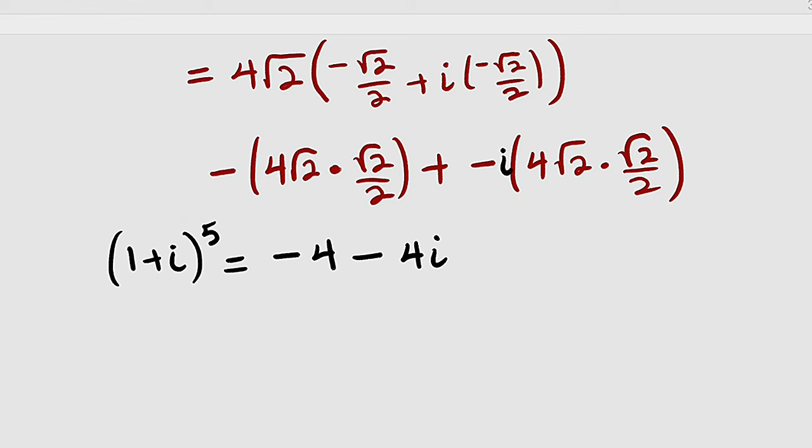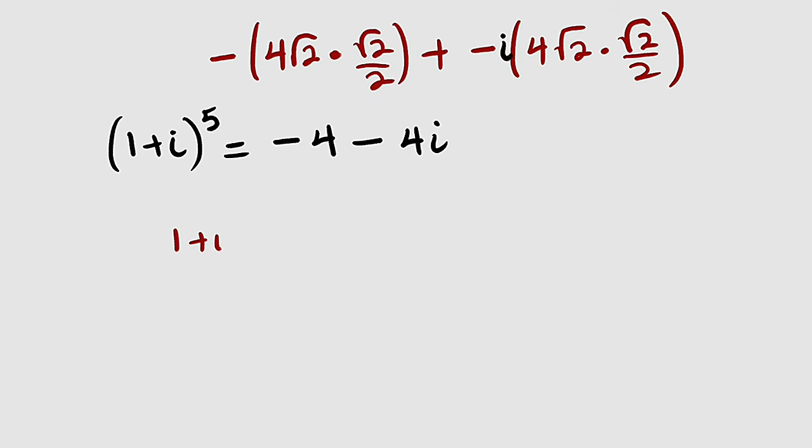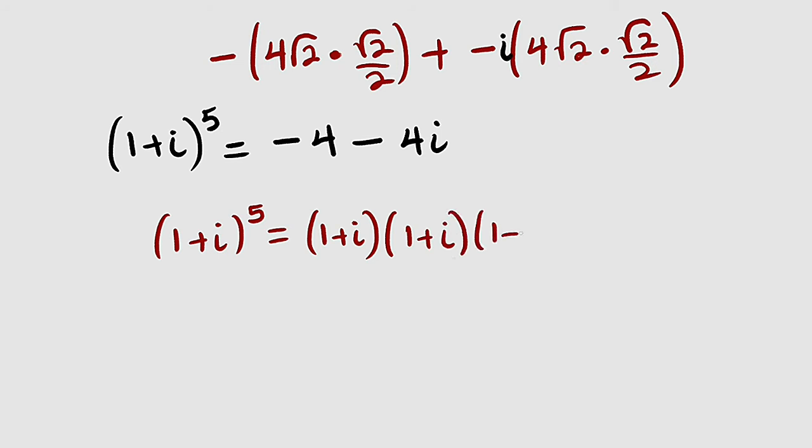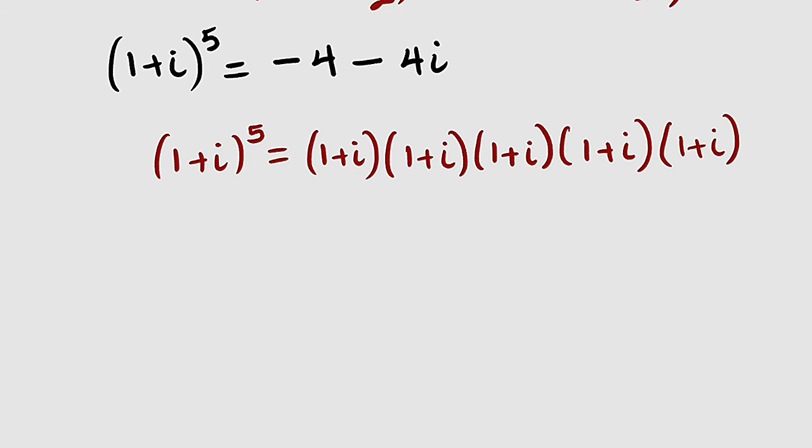But now I want us to use our normal expansion to expand this to see whether we're going to get negative 4 minus 4i. So (1 plus i) raised to the power of 5 is the same thing as 1 plus i multiplied by 1 plus i multiplied by 1 plus i multiplied by 1 plus i multiplied by 1 plus i. So let me take 2 at a time. I want to start by expanding 1 plus i multiplied by 1 plus i.